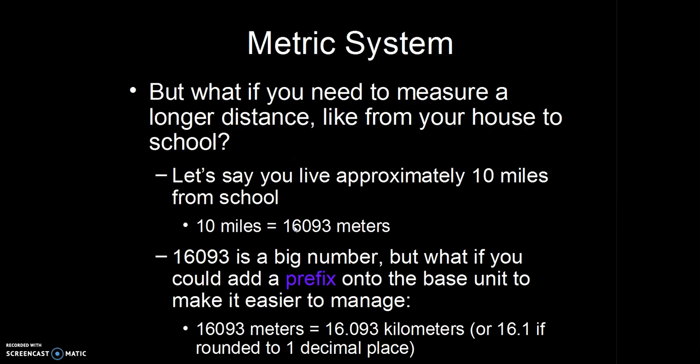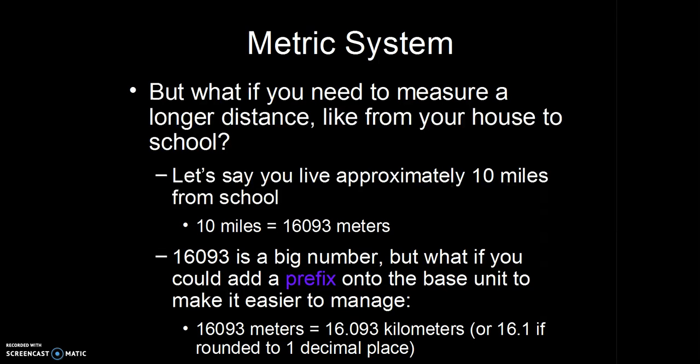So what if you want to measure something much farther, like the distance from your home to Monarch High School? So let's say you live 10 miles away. Well, 10 miles is a lot of meters. It's 16,093 meters to be exact. And 16,093 is a big number. It's kind of hard to say, and it would be really irritating if you had to deal with that number all the time. So what we do is we modify meters with a prefix.